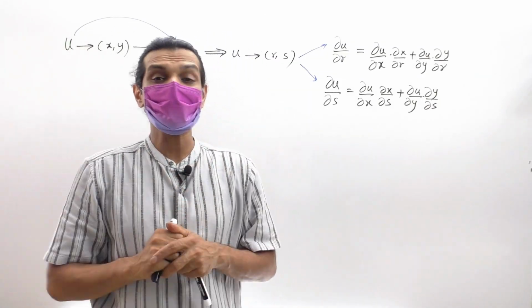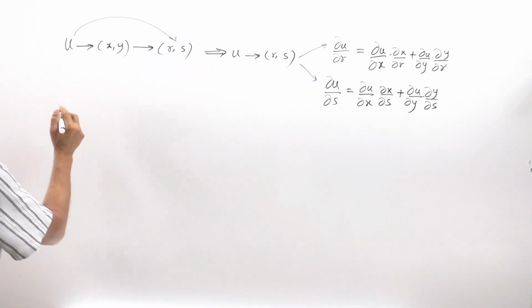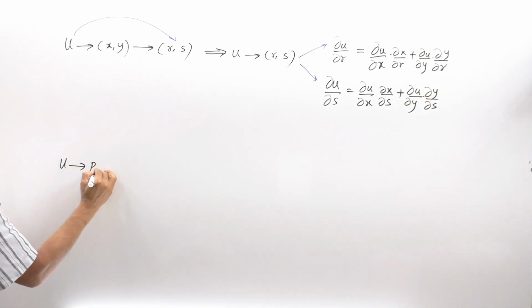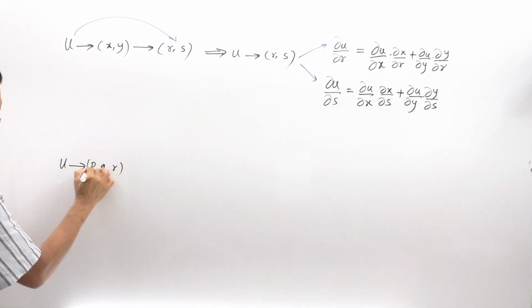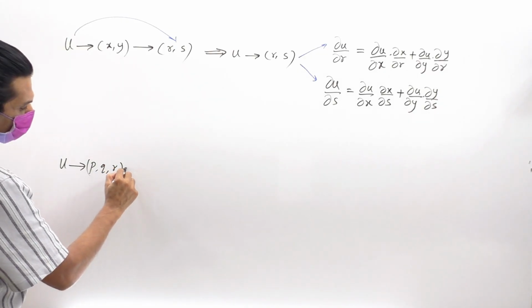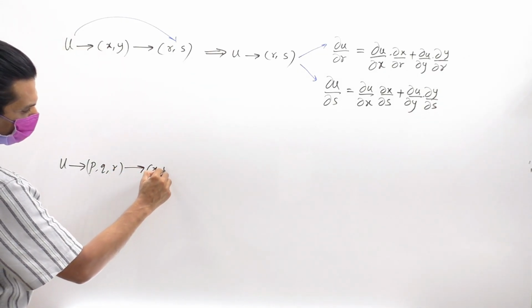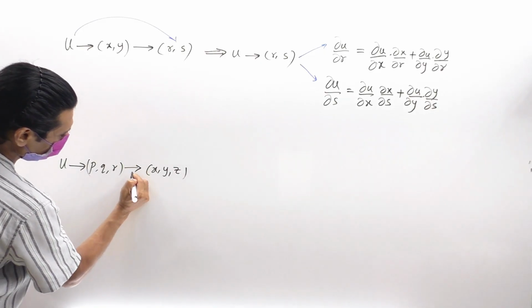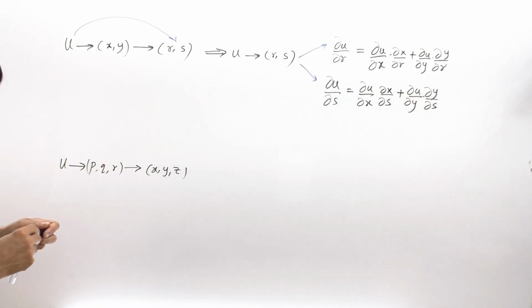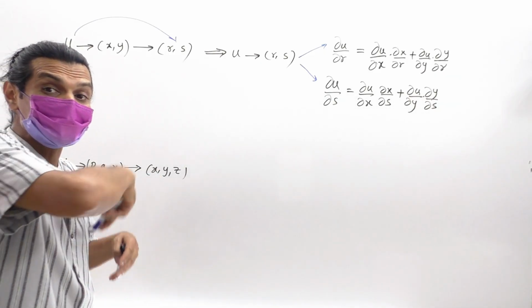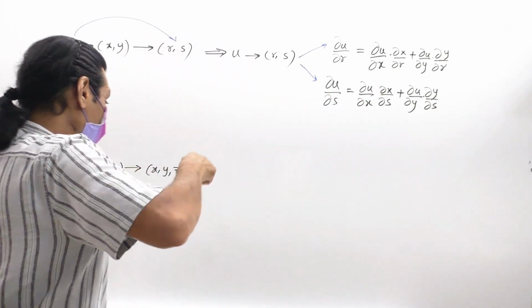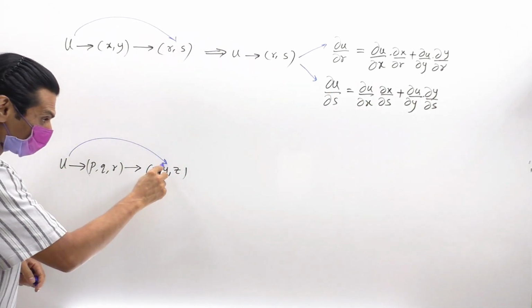So, for 3 functions, let us say u is a function of p, q, r, and again say p, q are functions of, say, x, y, z. You can take anything you wish. So I am taking p, q, r, x, y, z. That means u is a function of p, q, r, and p, q, r are functions of x, y, z. Then u is a function of x, y, z.